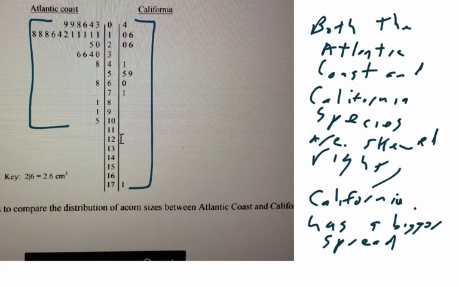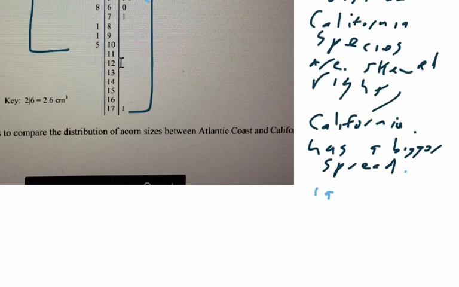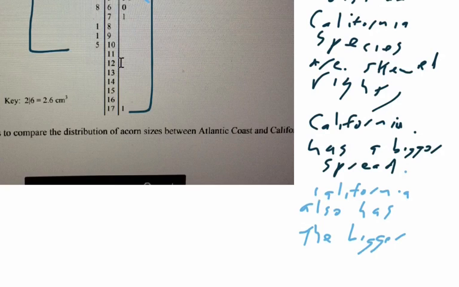And looking at the center, I would say that the center for the Atlantic coast is somewhere over here, where for California it's somewhere over here. So California also has the bigger center.